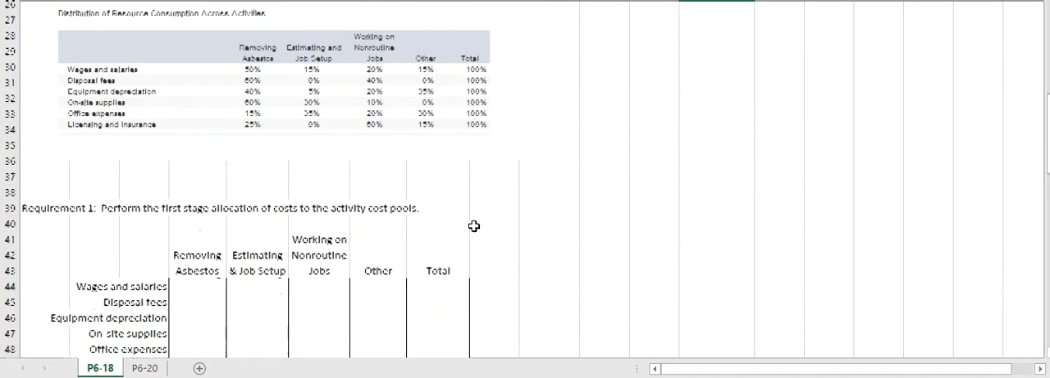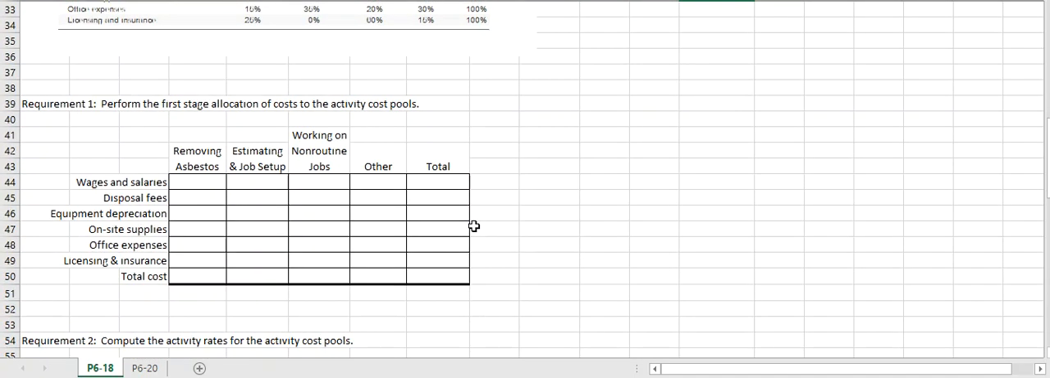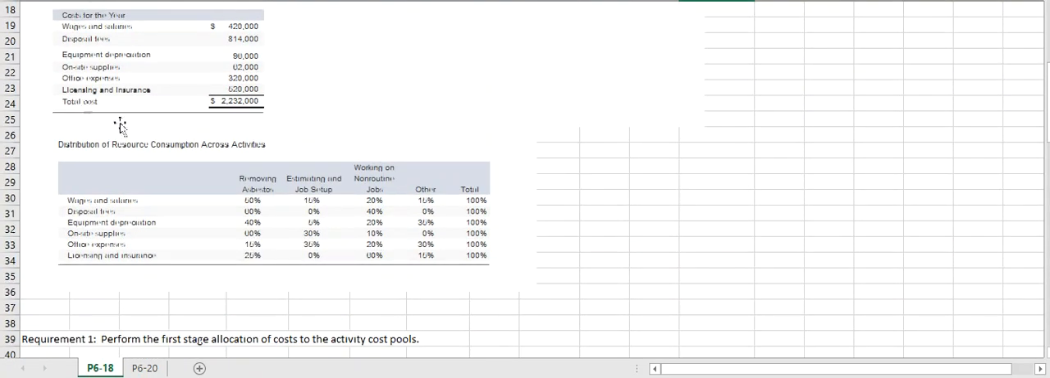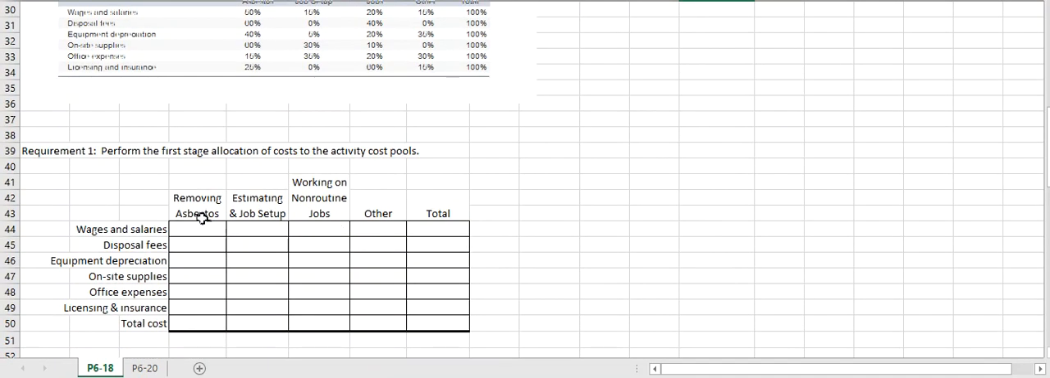All right, so now that we've looked through the information that we have, we're going to do requirement 1, which says perform the first stage allocation of cost to the activity pools. So what they're asking us to do is to take these costs up here, we have cost for the year, and to allocate them across these activities, and to do that we'll use these percentages. So I've made a chart down here. We've got the four activities across the top: removing asbestos, estimating job setup, working on non-routine jobs, and other. And then we've got all of our expenses listed down here to the side.